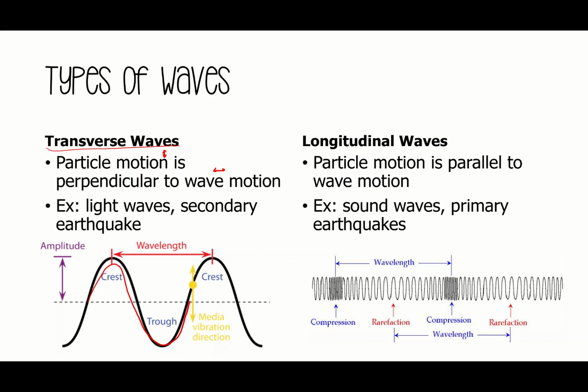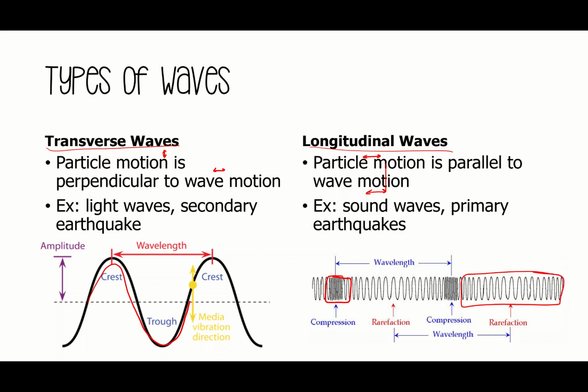The second type of wave is a longitudinal wave. This time our particle motion is parallel to our wave motion. So our particle motion is left and right, and our wave motion is left and right. Some examples of longitudinal waves are sound waves and primary earthquakes. When we look at a longitudinal wave, the areas that are tight together we call compressions, and the spread out areas are called rarefactions.